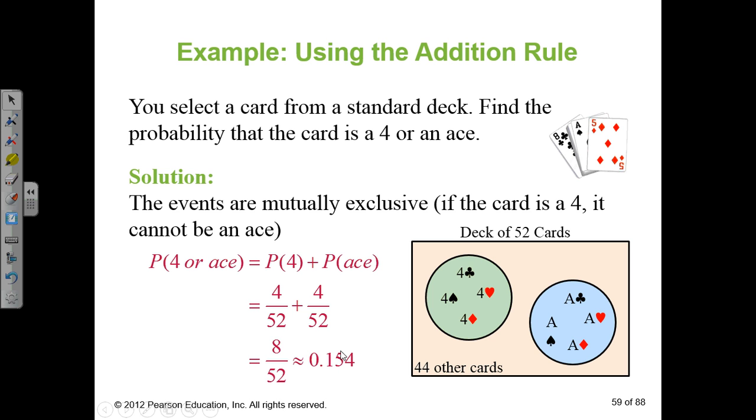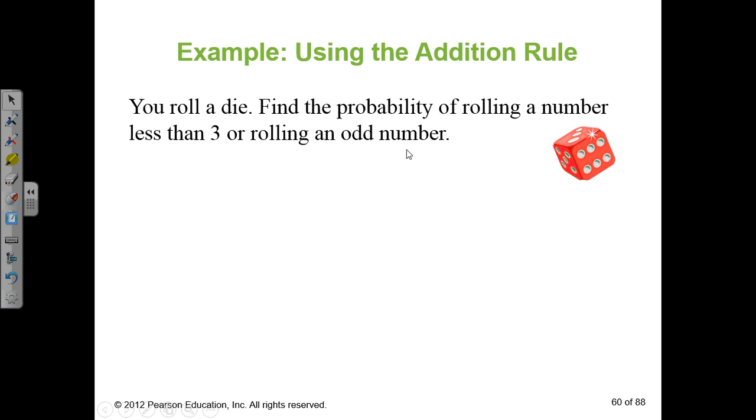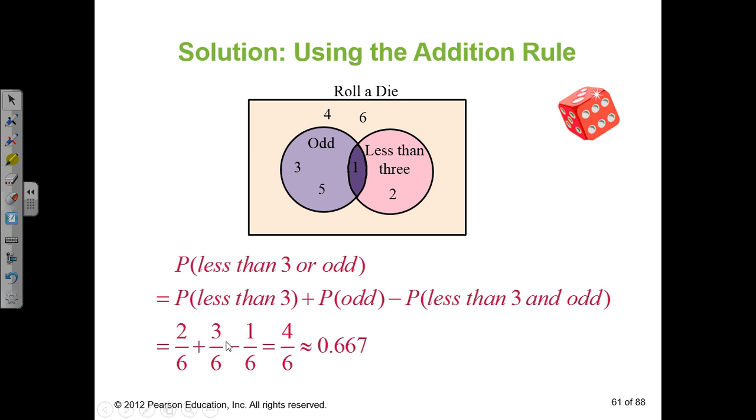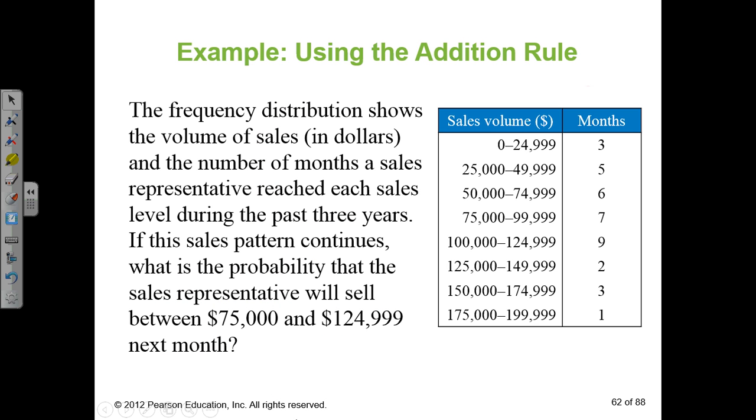Now, if we want to find the probability of rolling a number less than 3 or rolling an odd number, well, there are 3 odd numbers, 1, 3, and 5, and there are 2 numbers less than 3, the 1 and the 2. Notice the 1 falls in both circles, so these events are not mutually exclusive. So the probability of rolling a number less than 3 was 2 out of 6. The probability of rolling an odd number was 3 out of 6, but we counted this one when we counted this and when we added this in, so we need to subtract it out once, and it's equal to 4 over 6. 2 plus 3 minus 1 is 4 over 6.